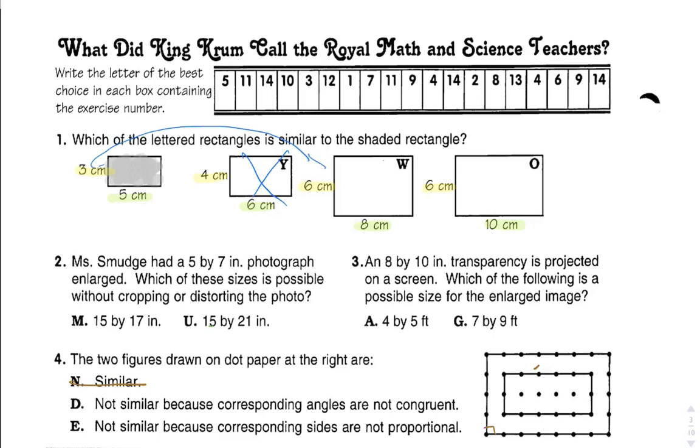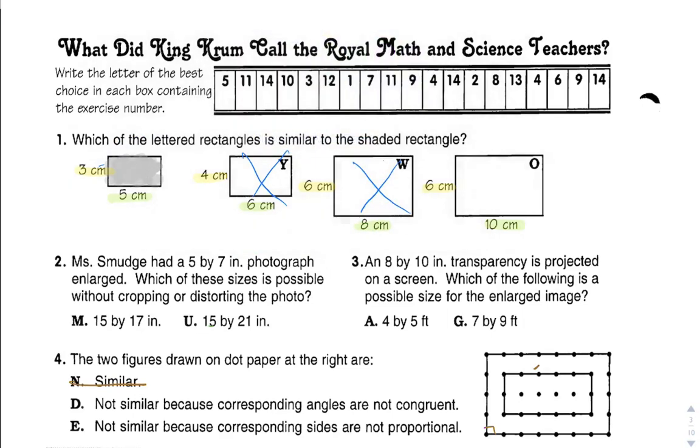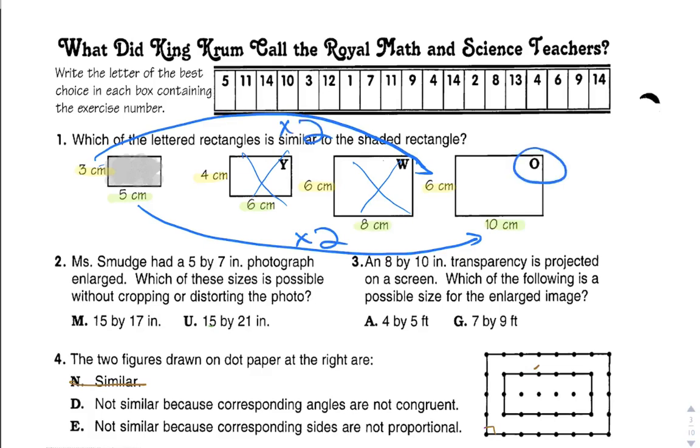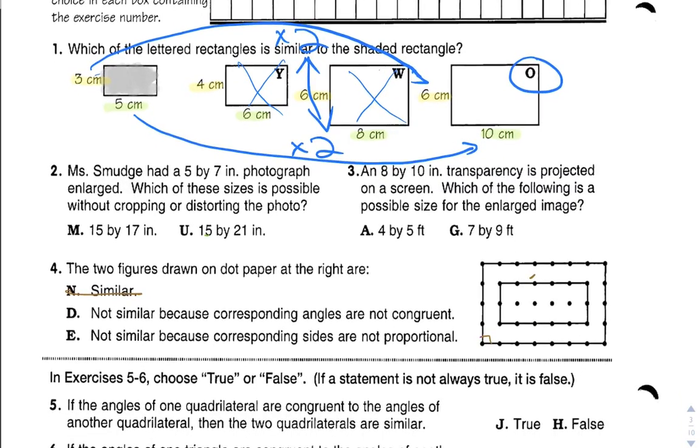3 to 6, that's times 2. And if I did 5 times 2, that does not equal 8. So that one is also out of the running. That leaves me with the last one, which I think works out fine. So let's check. 5 to 10 is times 2, and 3 to 6 is also times 2. It's this one. Okay. I have to find matching scale factors. If I don't, then I don't find similar drawings.